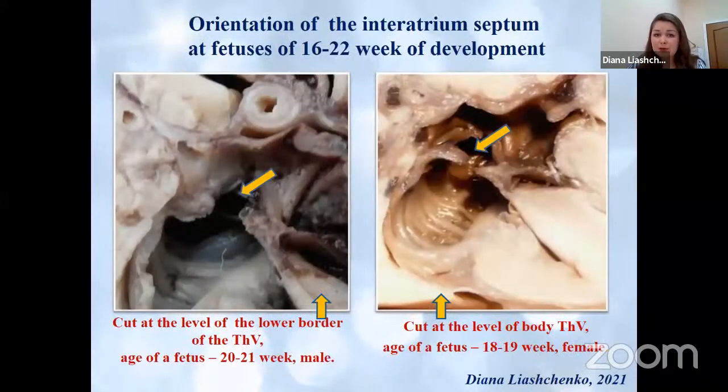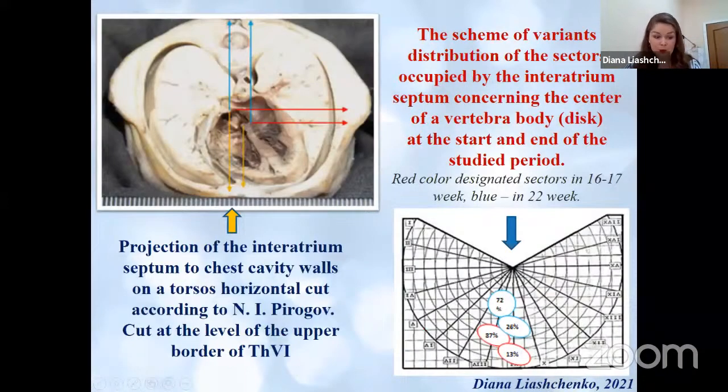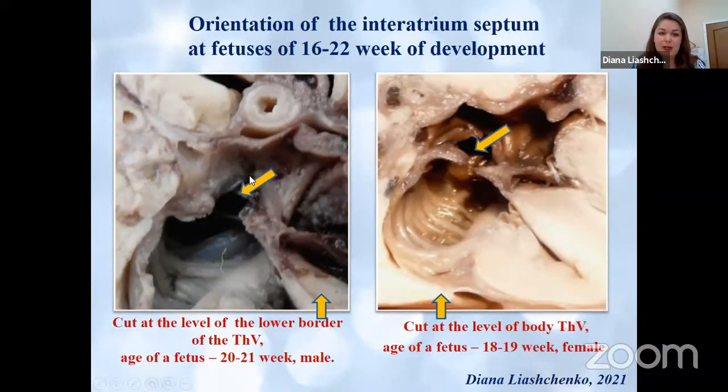Interatrial septum is a very interesting structure of the heart, and please pay attention to this. The interatrial septum in this age period has an interesting, difficult spatial orientation because it is situated at an angle in two planes, in the frontal plane and in the sagittal plane. By the 22nd week of development, it is inclined anteriorly, up and forward. It is practically occupied, I return to the previous picture, by the oval foramen of the fetal heart.